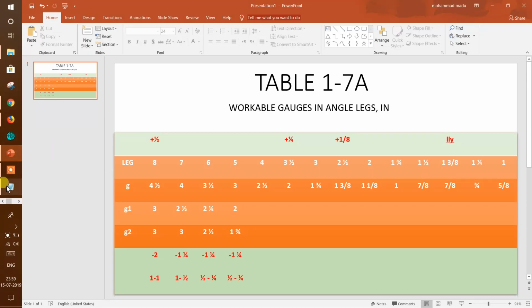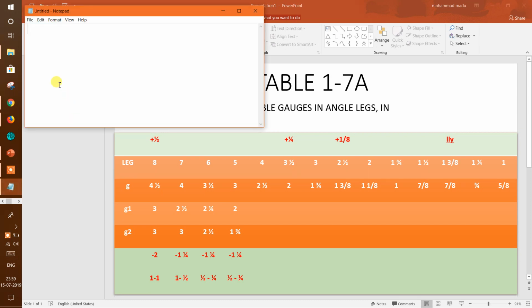Now I'm going to calculate this, 1 plus 1/2. Let's take 8, and I want the G value. Let's divide this 8: 8 by 2 into half. That is equal to 4.